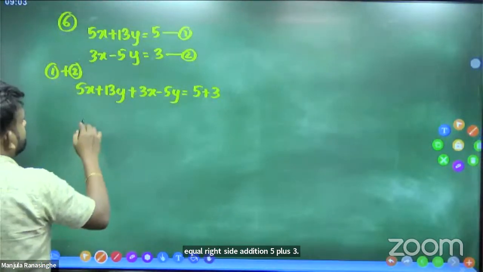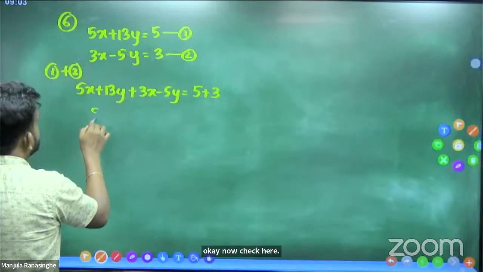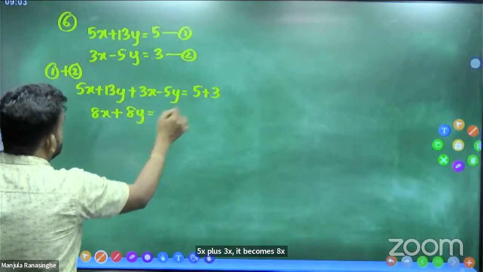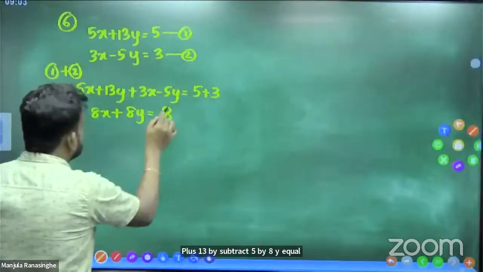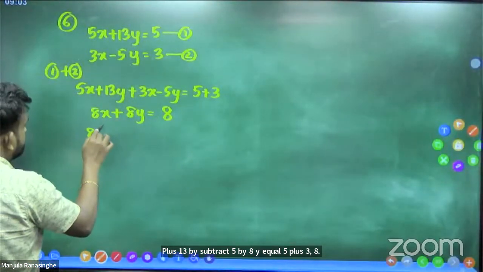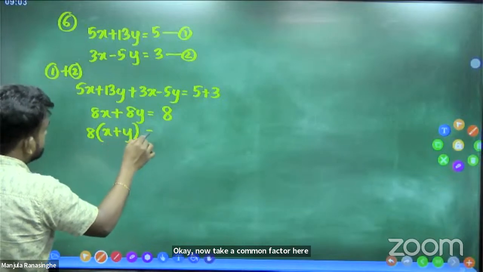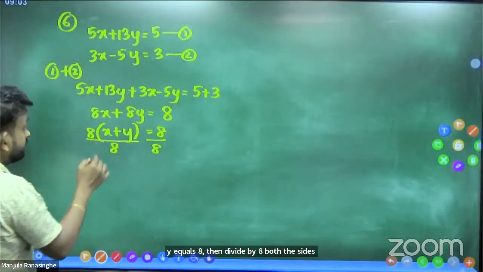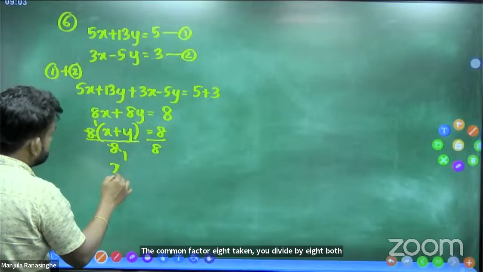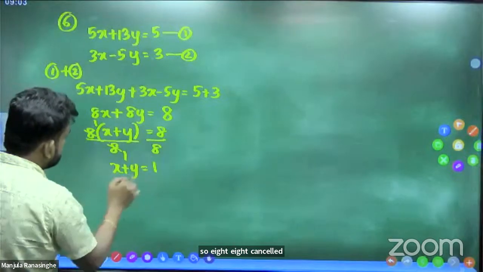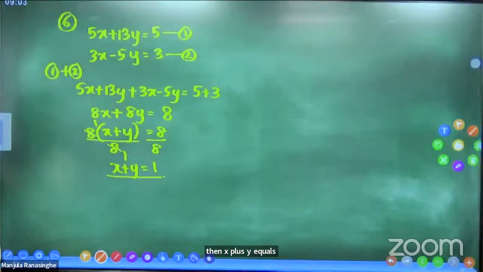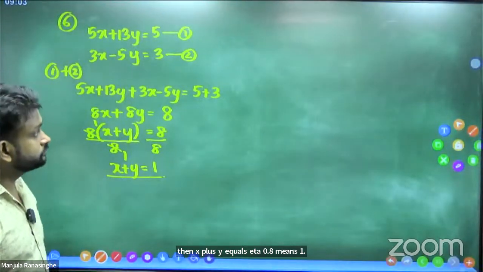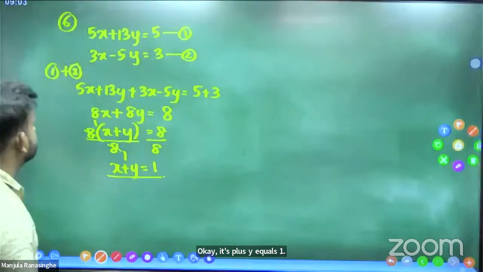Okay, now check here: 5x plus 3x becomes 8x, and 13y subtract 5y is 8y. On the right side, 5 plus 3 is 8. Now take a common factor, 8, outside: 8(x plus y) equals 8. Then divide by 8 on both sides. The common factor 8 is taken, so you divide by 8 on both sides. The 8s cancel. Then x plus y equals 8 upon 8, which means 1. So x plus y equals 1. Right, that's question number 6.